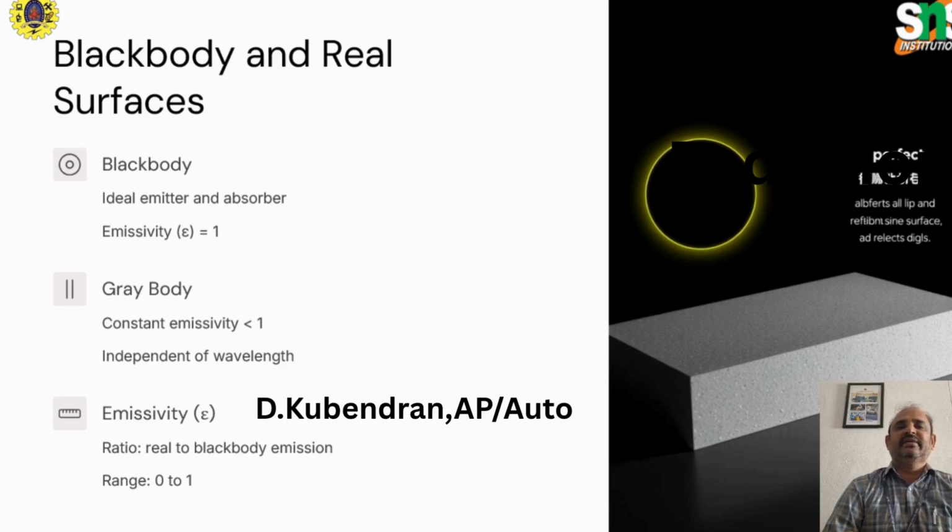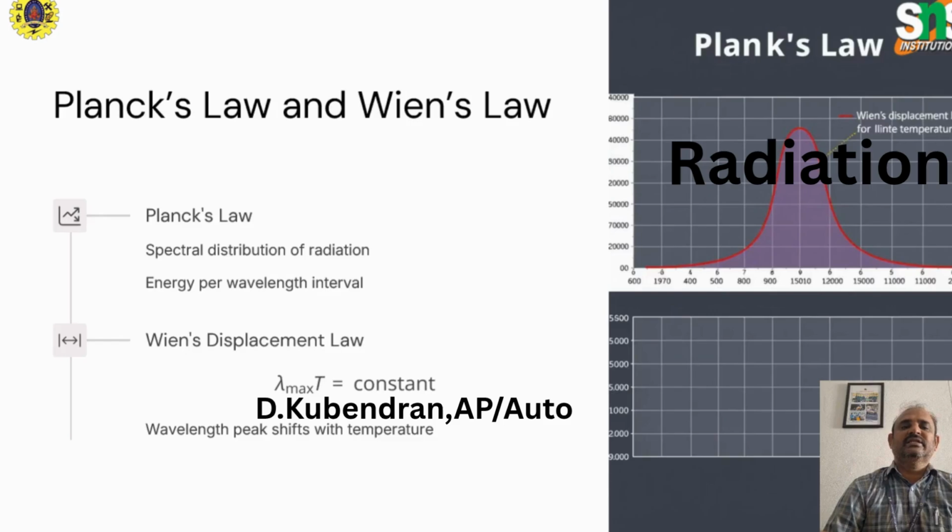Next is radiative heat exchange. Net heat exchange between two surfaces depends on their temperatures and emissivities. Radiation exchange can occur between enclosed surfaces or open surfaces. The view factor determines how much radiation from one surface reaches another. Radiative heat transfer is a non-linear process. Radiative exchange between surfaces is influenced by geometry and orientation.